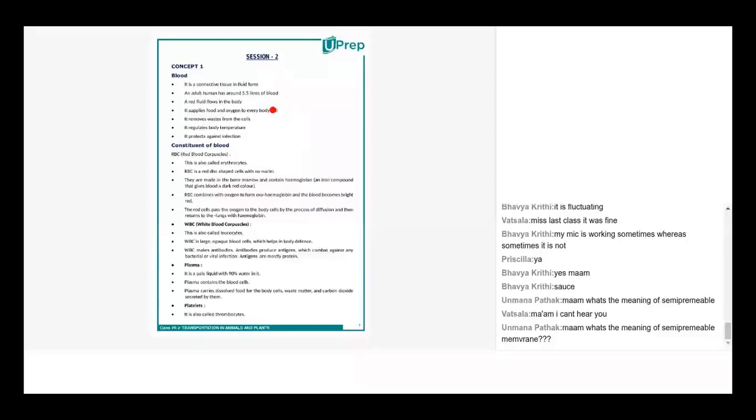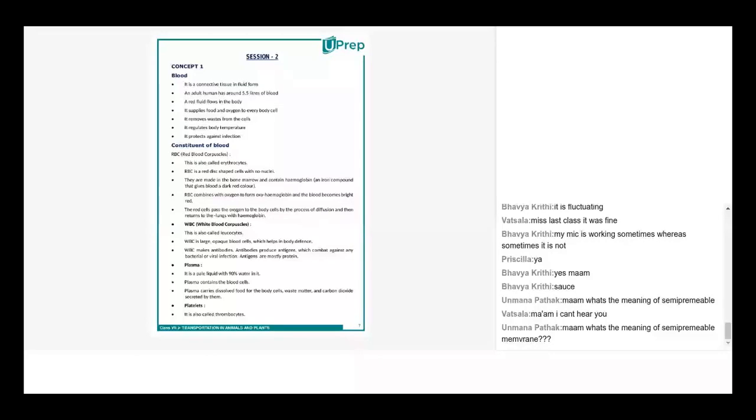Correct. Thank you. So, Priscilla, can you explain the first point? Ma'am, connective tissue is a tissue that connects different organs, ma'am. And blood is a fluid connective tissue, ma'am. Okay. Which means that it is fluid because its matrix is fluid.